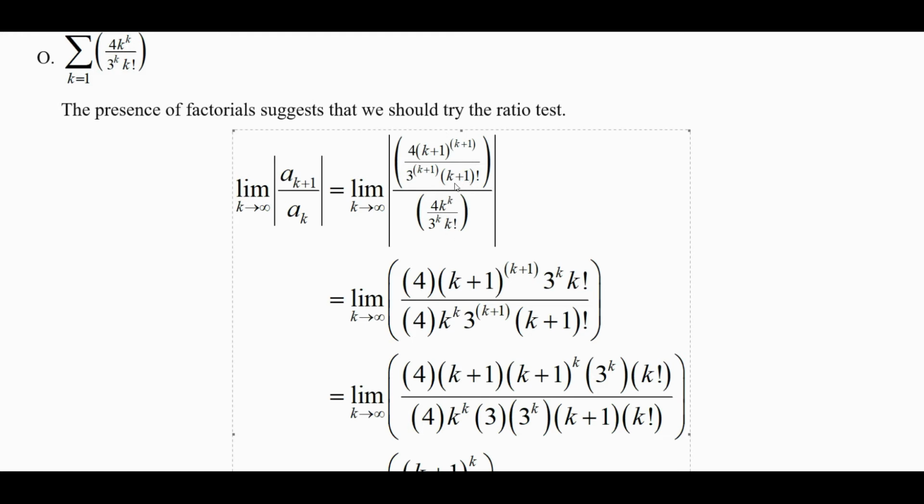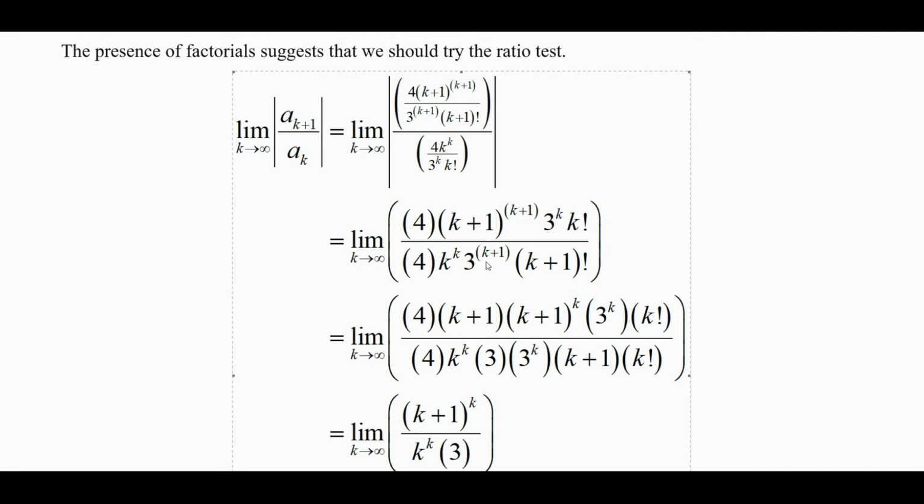Now, flip and invert and multiply, so this denominator goes to the top, that denominator goes to the bottom. So here we are, let's see, we got a 4 and a k plus 1 to the power k plus 1. In the top, we got the 3 to the k plus 1 and the k plus 1 factorial on the bottom. Here we have the 4k to the k in the bottom and the 3 to the k, k factorial on the top. Okay. 3 to the k plus 1 is 3 times 3 to the k. K plus 1 factorial is k plus 1 times k factorial.